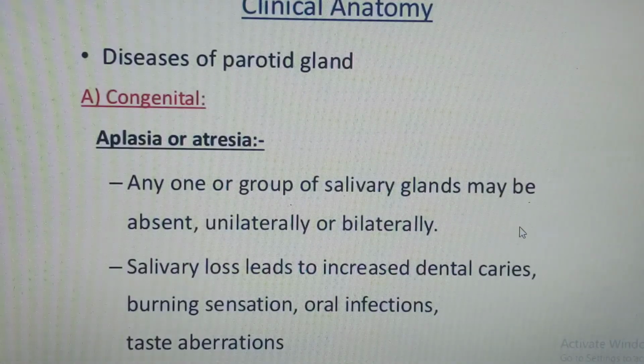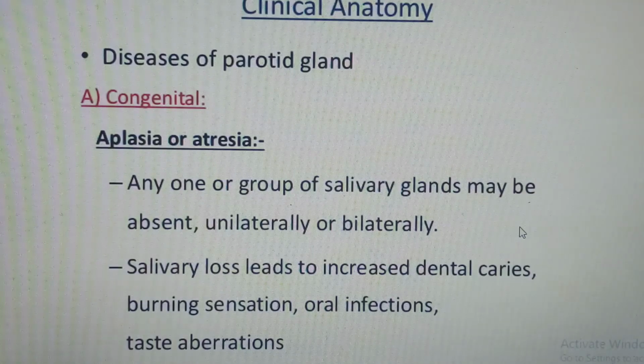Now, by way of some pathologies that we have, sometimes there could be aplasia or atresia. Atresia means diminution, but aplasia means it may fail to actually develop at all. It could be unilateral, on just one side, or bilateral, both glands not appearing. It could happen to any of these glands, whether parotid, submandibular or sublingual gland.